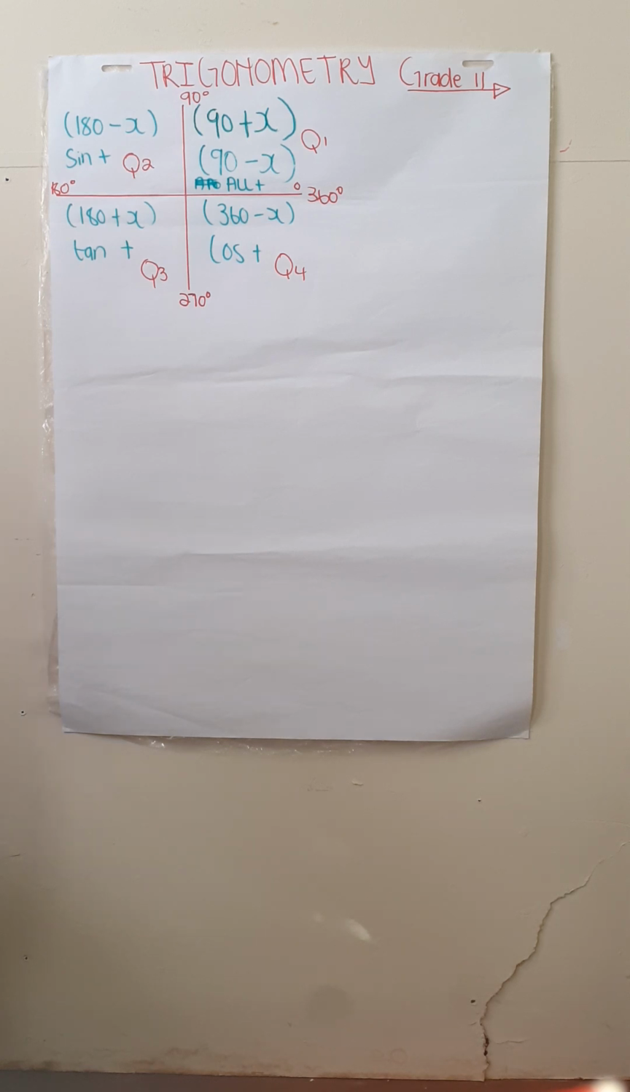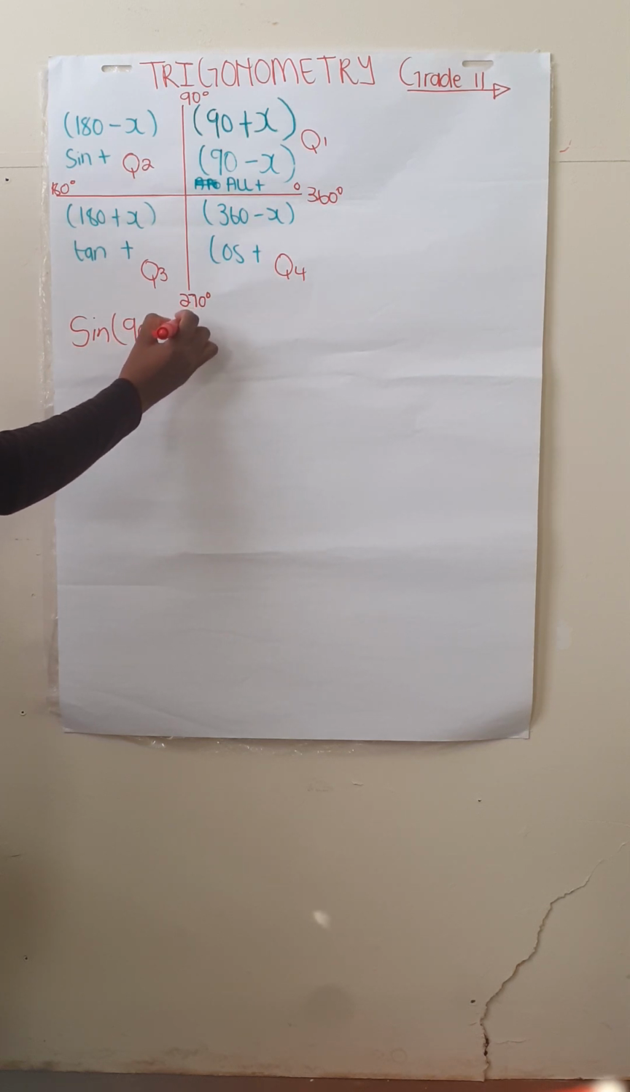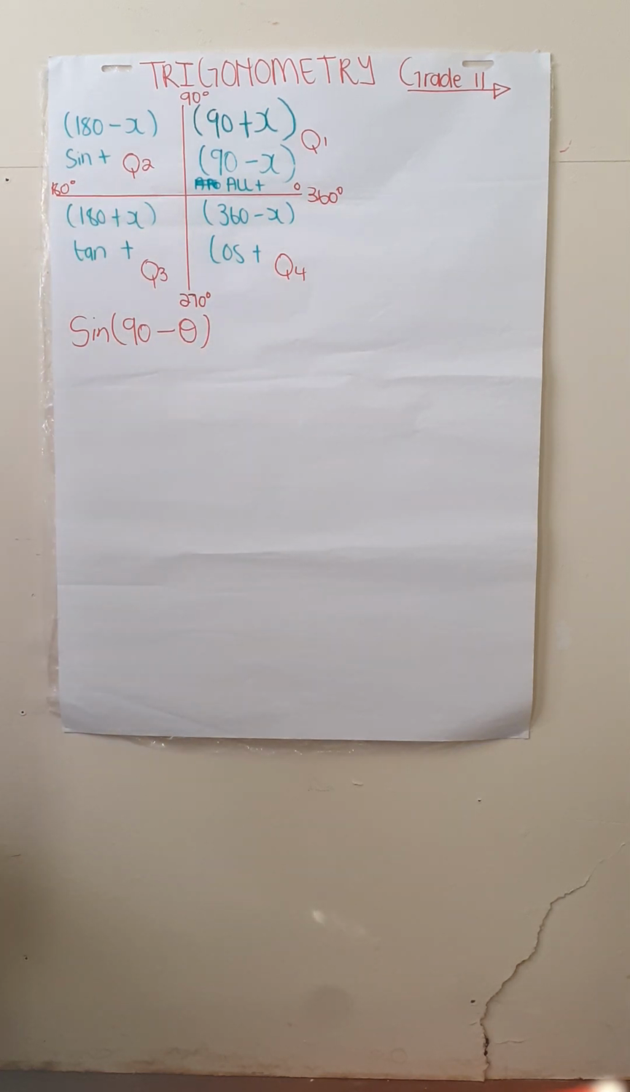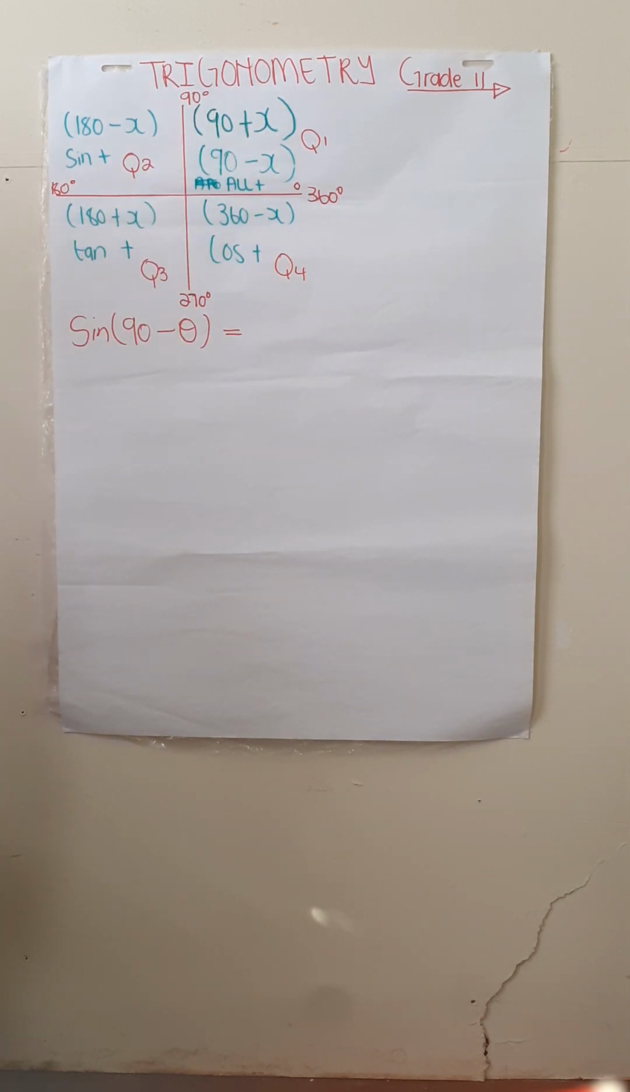So let's say you are given something like sine(90 minus theta). This is what you are given, sine(90 minus theta). You must know that sine(90 minus theta) is in the first quadrant, and sine is positive in that quadrant. But the rules of trigonometry say sine(90 minus theta) changes to cos theta. This theta is still the same as this x, so you don't have to worry.